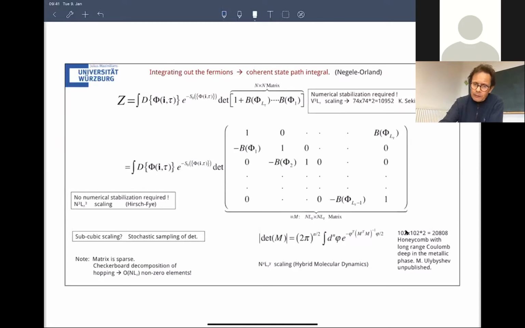And Maxime, who is in Würzburg, I think holds a record using this hybrid Monte Carlo. He can go up to 102 times 102 times 2, so this is 20,000, 21,000 particles on a honeycomb lattice, again with long-range Coulomb interactions deep in the metallic phase. So when it works, it's harder to use, it's more tricky, it can break down more quickly than this algorithm, but when it works, it's pretty amazing, okay? So what we will do is essentially stick with this formula, but there are many different ways of formulating it, and this allows you to formulate the Monte Carlo in different ways.